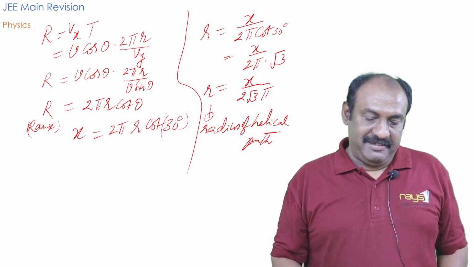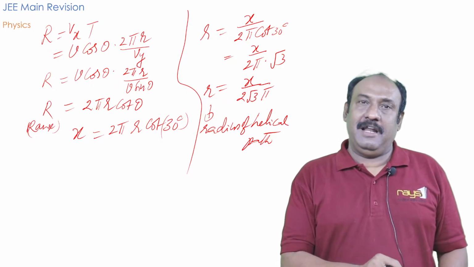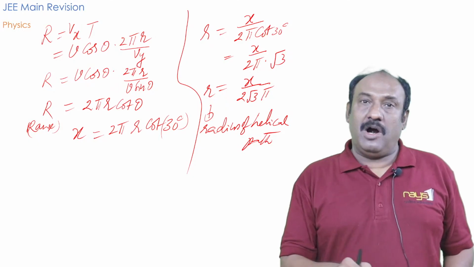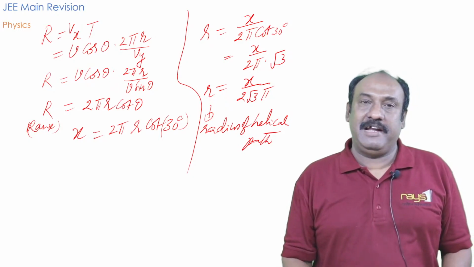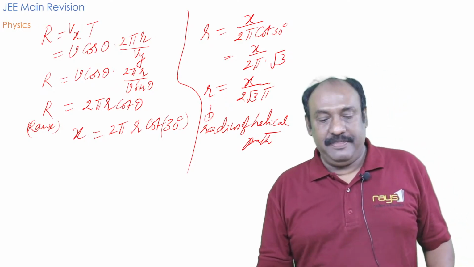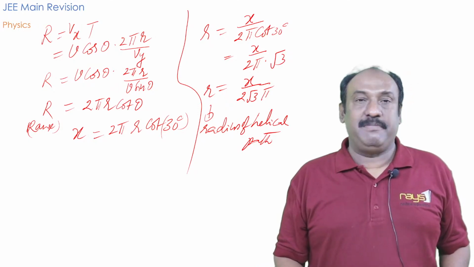Here v gets cancelled, it is 2 pi r into cot theta, but this is the range of the helical path that is given in the problem as x. So, 2 pi r into cot 30 degree. From this we can calculate the radius of the helical path as x by 2 pi cot 30 degree, that is x by 2 pi into root 3. So, r equal to x by 2 root 3 pi.